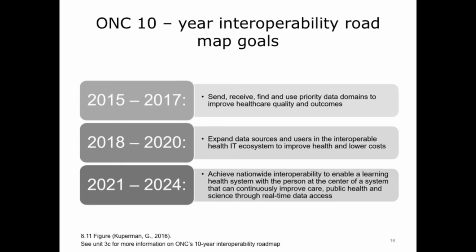In the second phase, which is from 2018 to 2020, the number of data sources and the number of users in the interoperable health IT ecosystem would also be expanded to improve health and lower costs. Rather than be a specific set of activities that would be funded by the federal government or other sources, this roadmap is more of a general framework for other stakeholders in the environment, such as EHR vendors and healthcare provider organizations, to use as they develop their visions for health information exchange and direct their activities. For more information about ONC's 10-year interoperability roadmap, see Unit 3C.